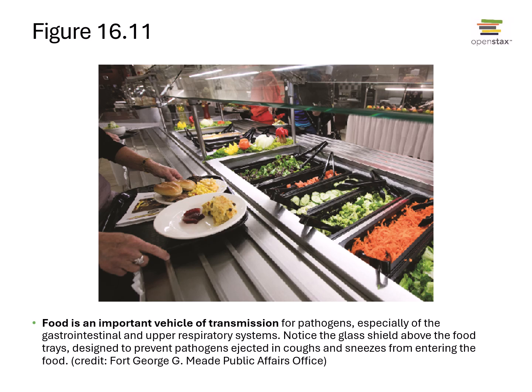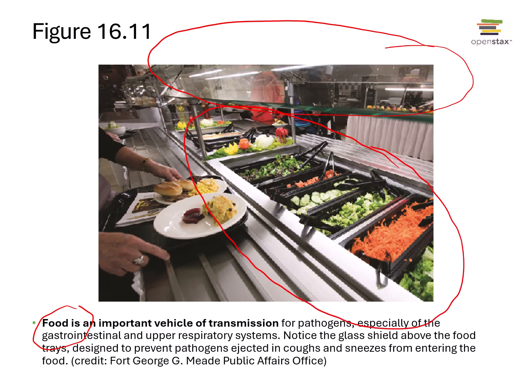Here we see an example of food, which could also be a vehicle of transmission, and they have a glass shield here to prevent respiratory droplets from falling onto food. Many gastrointestinal pathogens spread through food if food is improperly protected.